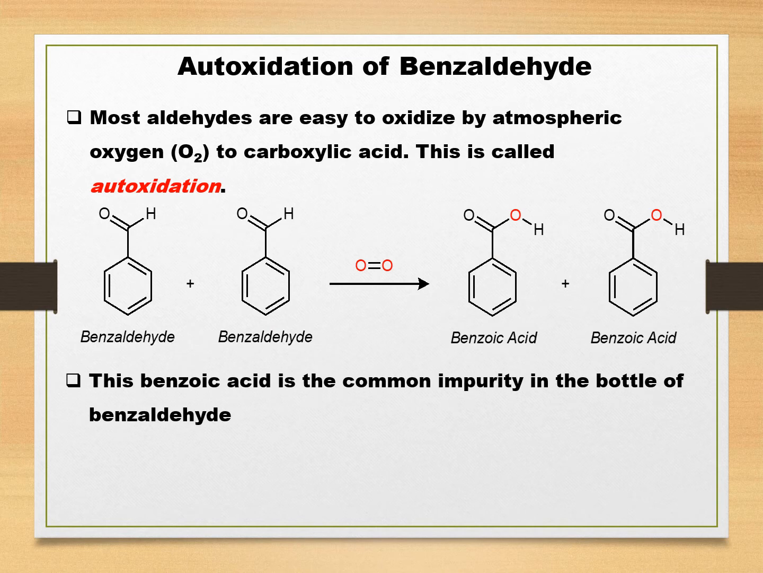So the problem with impurity in benzaldehyde is that in a benzaldehyde container it is usual to find carboxylic acid as a contaminant, and the reason is that when benzaldehyde is exposed to air, it can undergo auto-oxidation and convert itself to carboxylic acid. That's why it's common to find carboxylic acid, specifically benzoic acid, as an impurity in the benzaldehyde bottle.